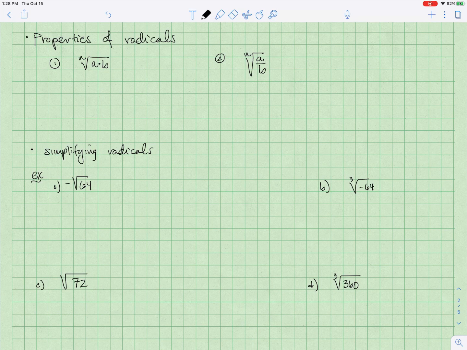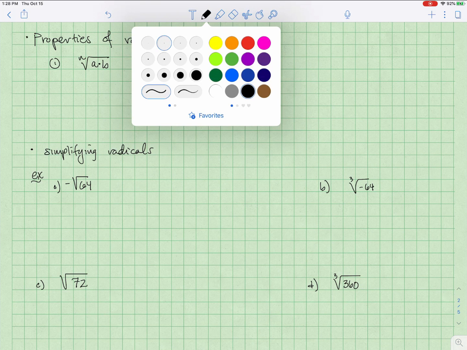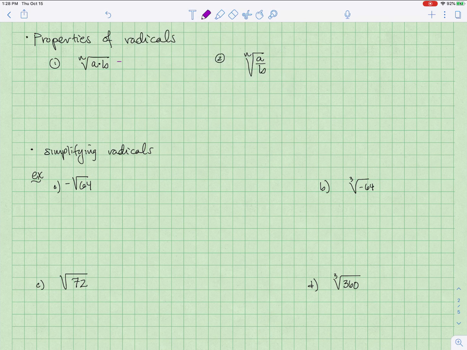All right, folks, in this video we're going to talk about some of the basic properties of radicals. This first one is the nth root of a product A times B, and the result here can be found by simply breaking that up as the nth root of A times the nth root of B, by taking the root or radical of each of the factors separately.